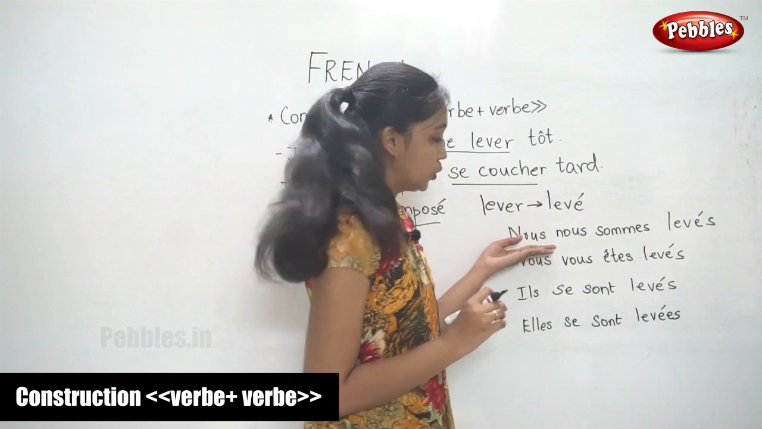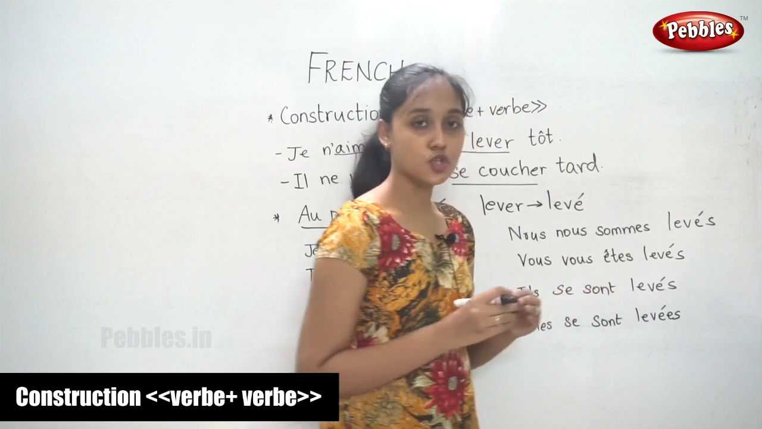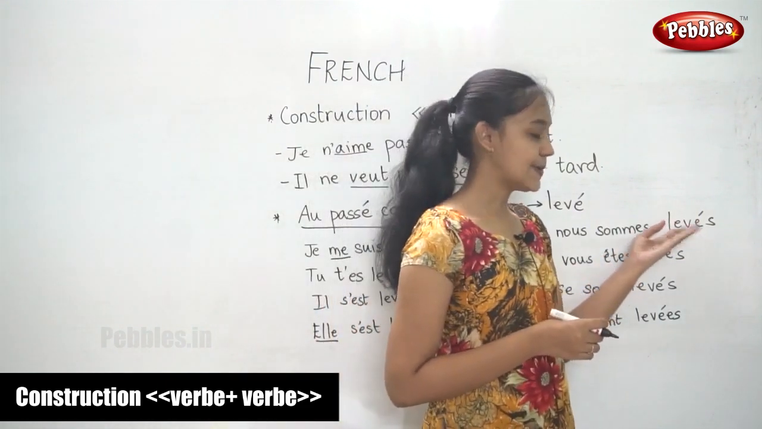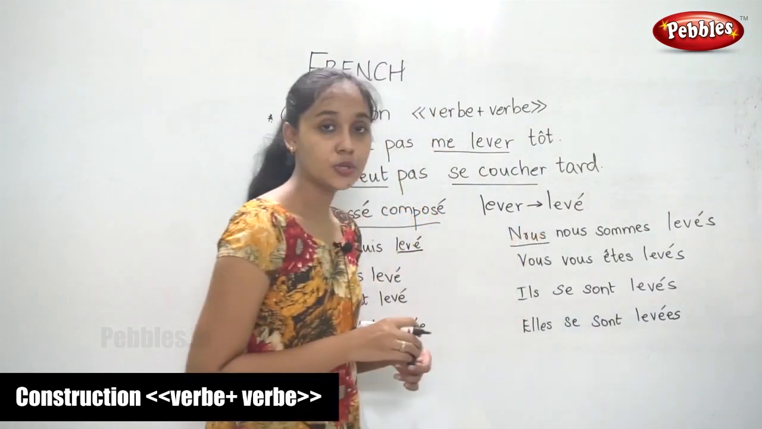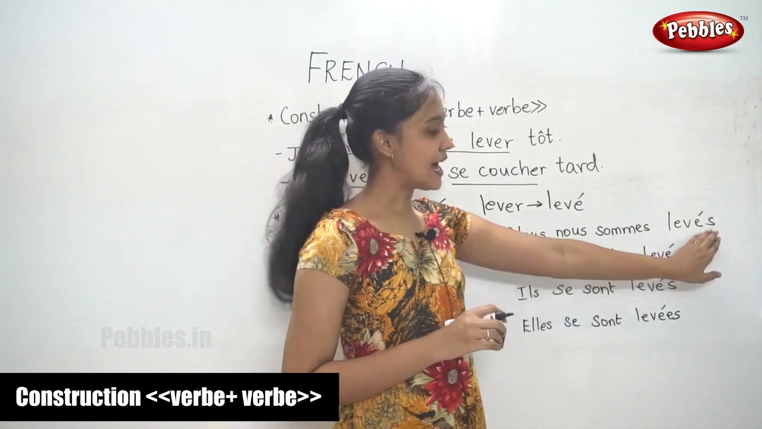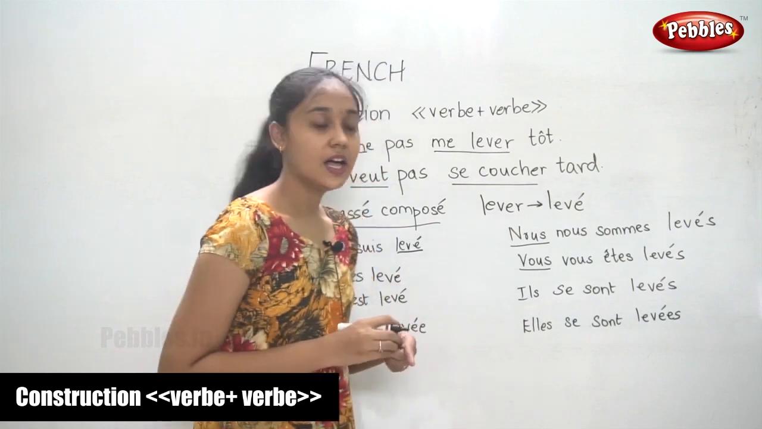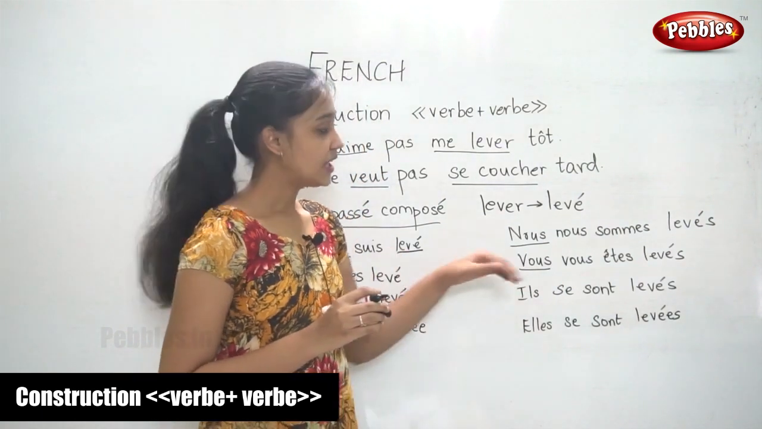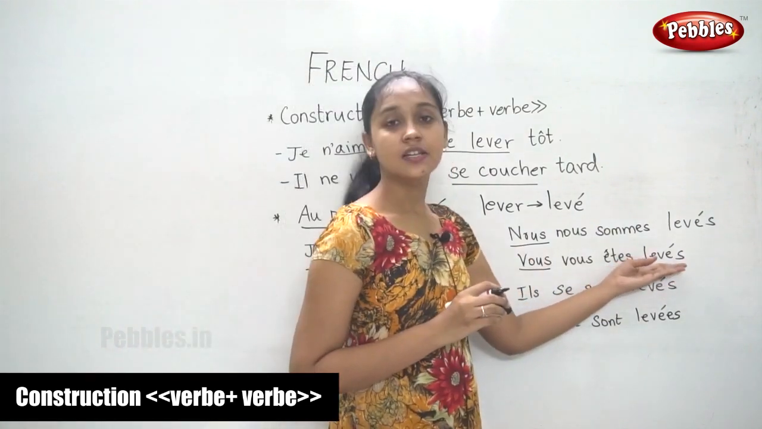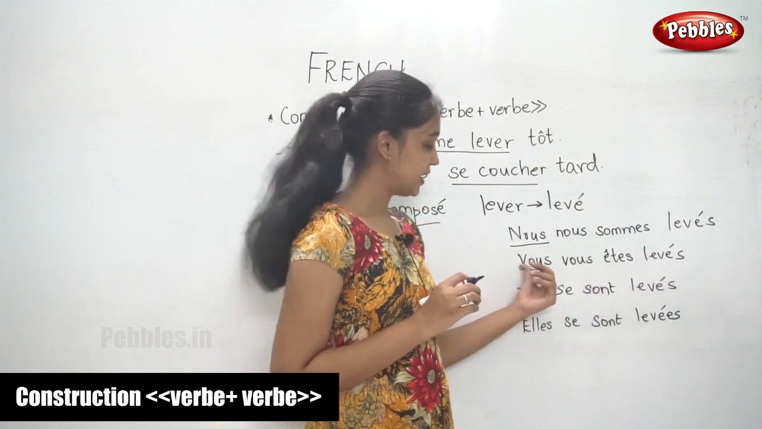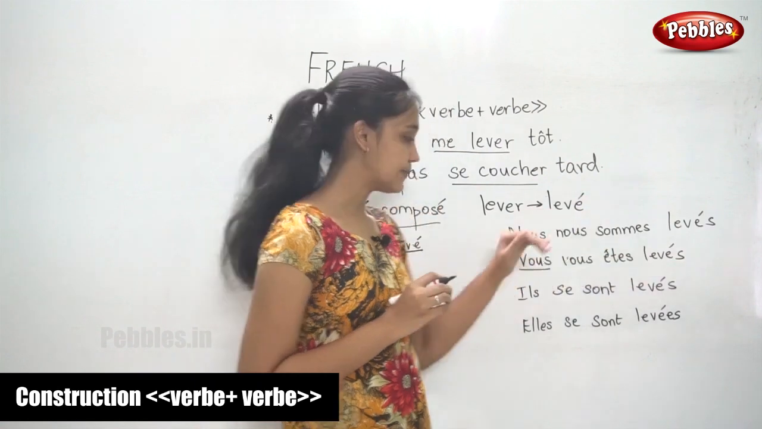Moving on, for nous, the reflexive is also nous. The être conjugation is sommes. And the past participle is levé. Now the subject here is nous, which is plural. So we add an s. Similarly, for vous, the reflexive is also vous. The être conjugation is êtes, vous êtes. And the past participle levé. Again here the subject is plural. So we take an s.